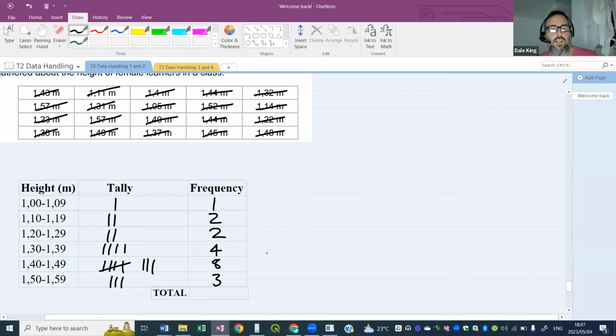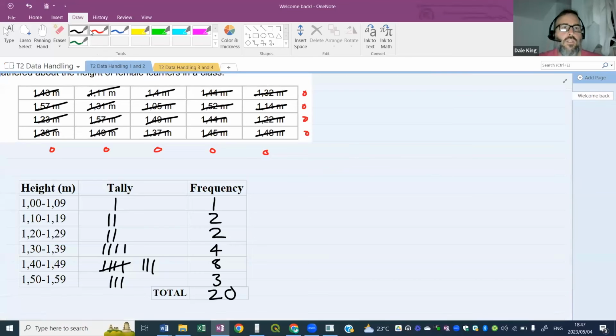Okay. Now we're going to do the total. So 1, 2, and 2 is 5, and 4 is 9, and 8 is 17, and 3 is 20. Okay. Now I'm going to go back to my data set to check. 1, 2, 3, 4, 5, and I've got 4 rows. 1, 2, 3, 4. 5 times 4 is 20. So I've done it correctly. Okay, it's always good to check. Very good. Thank you for your help. You guys also add up fast.